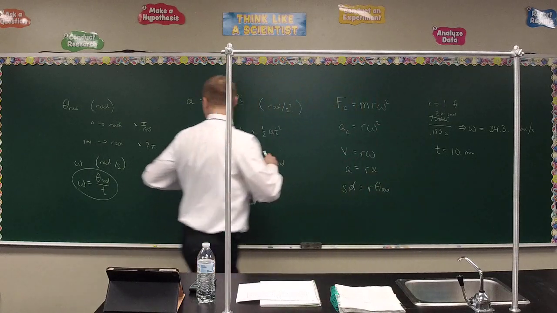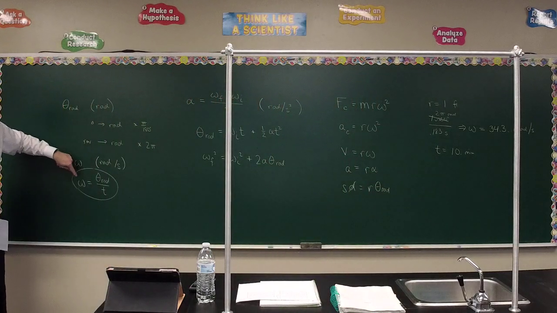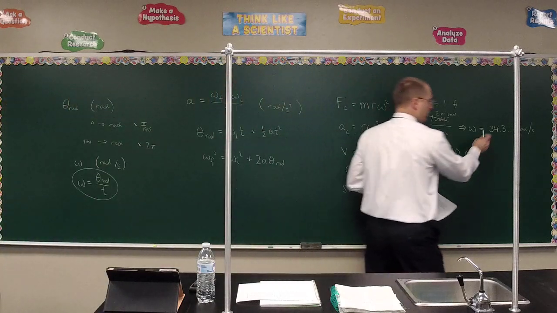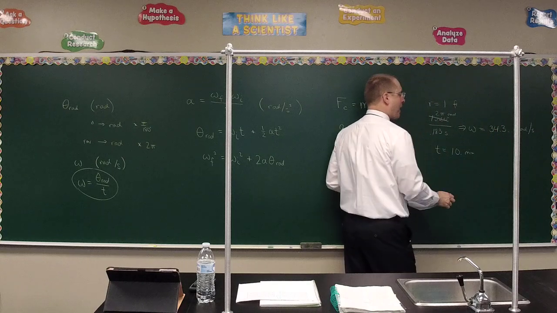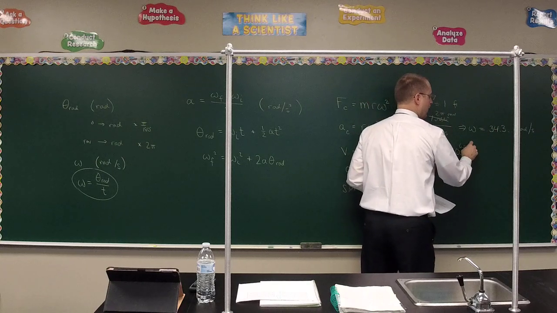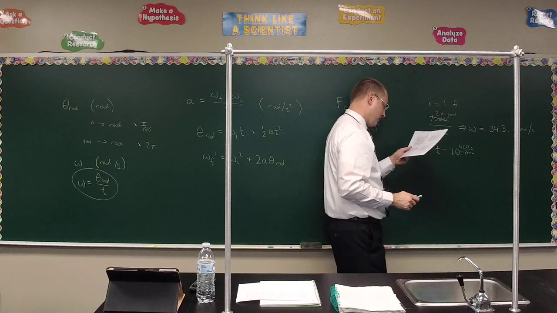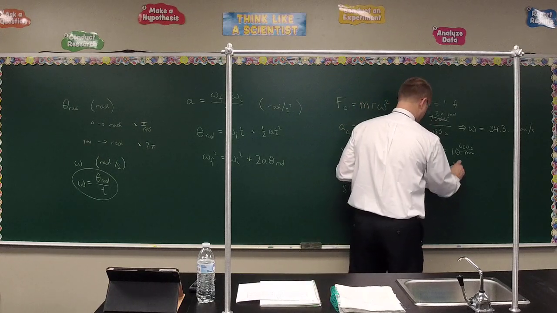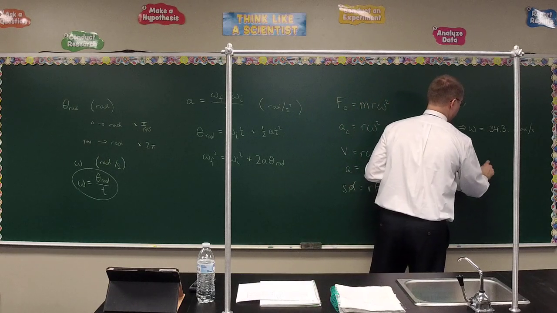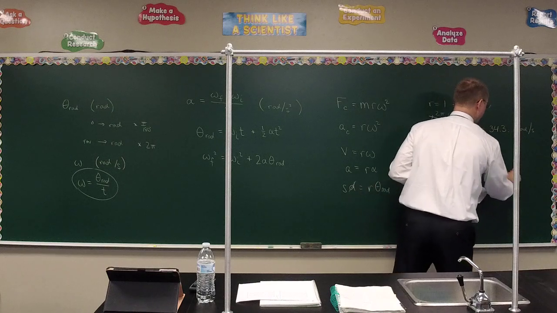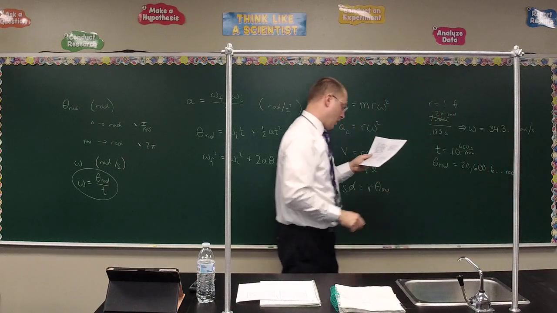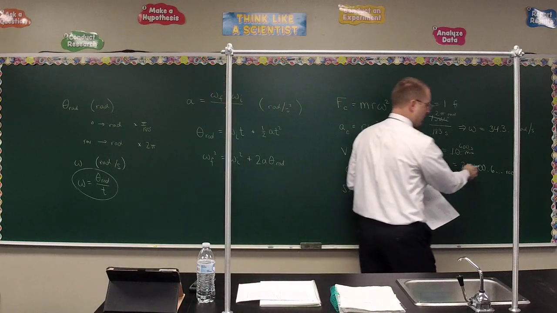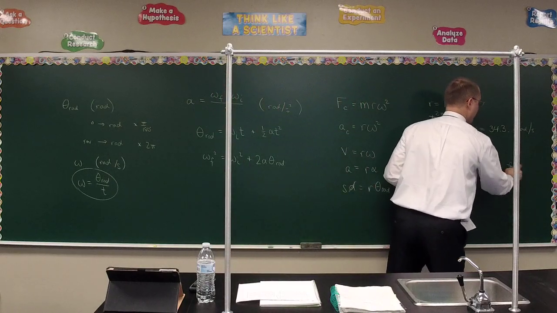Well, remember, I said you can solve for theta rad by multiplying omega times t. So we took his omega, 34.3 radians per second, and we multiplied by 600 seconds. And we found his angular displacement to be 20,600.6 blah, blah, blah radians. Which means then that number 2, linear displacement, is 20,600.6 blah, blah, blah feet.